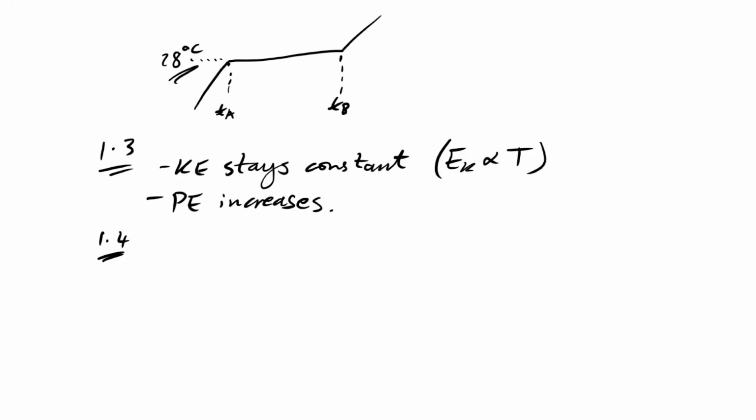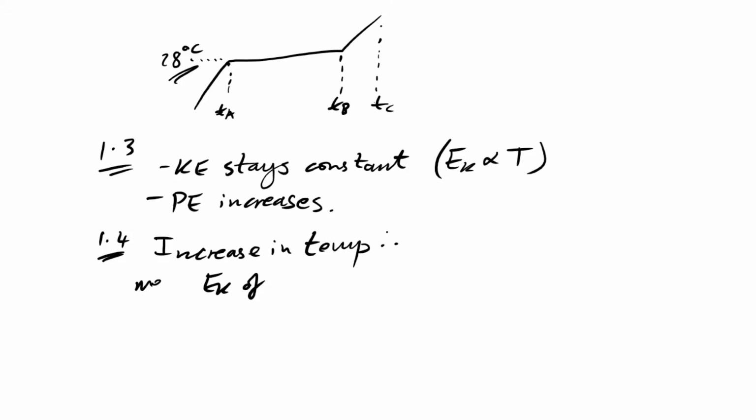1.4, how does the motion of the atoms change between TB and TC? So we do have an increase in temperature, and actually we've just answered that above, haven't we? Therefore, we could say mean Ek of atoms increases. But we do actually have to have that mean in there in order to get the mark. So be careful with that as well.